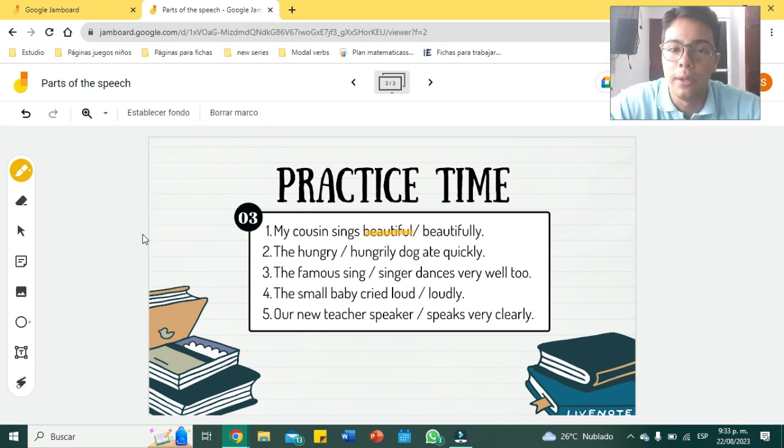The second one, the hungry or hungrily dog ate quickly. Look at this. Here we are describing something, or we are describing the way that something is done. That's the difference, because in this case I'm describing a noun, the dog, and I have to say that the dog is hungry.